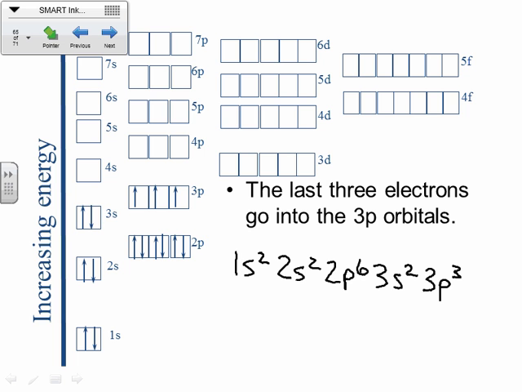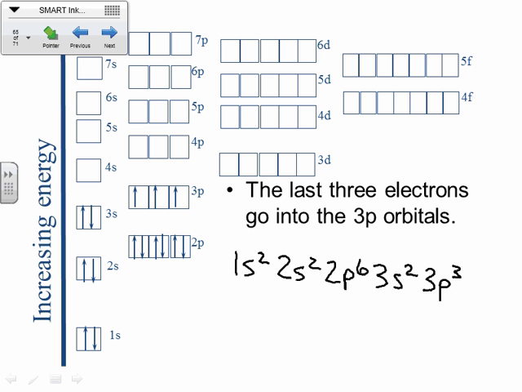Now, the nice thing about this, if you write it this way, if you add up all of these exponents right here, that should give you the total number of electrons that that element has, okay? So 2 plus 2 is 4, 4 plus 6 is 10, 12, 15, and if we look on the periodic table, phosphorus has 15, okay? So that's how you write an electron configuration.